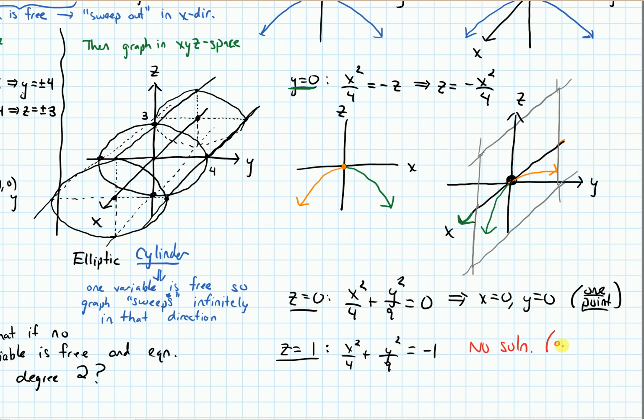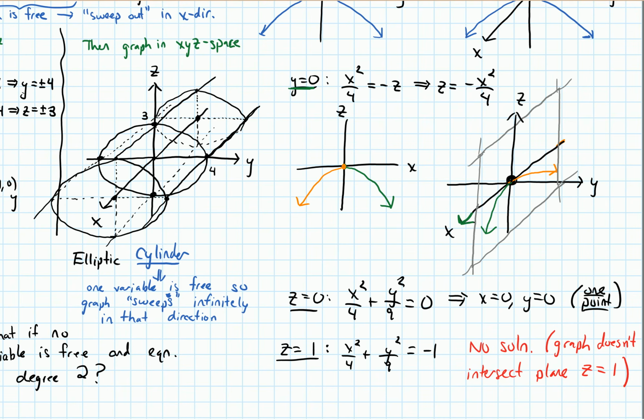And what that means graphically is that the graph just doesn't intersect the plane z equals 1. In fact, we might be able to see at this point that no matter what positive value of z we take, like if we were to take z equals 2 or z equals 10, it's going to make the right-hand side negative, and we're not going to have a solution.